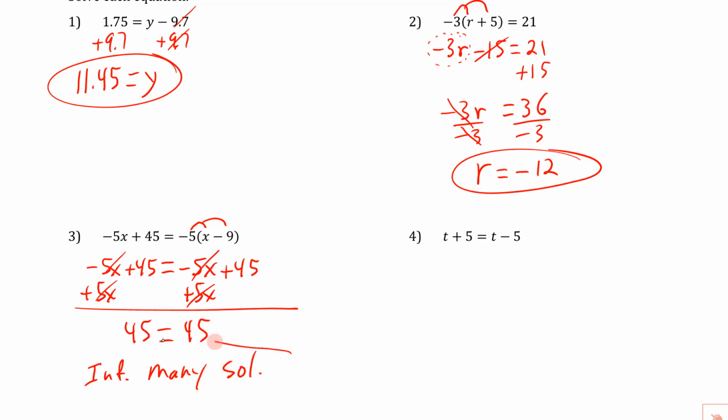And again, I don't mind if you abbreviate that, but you do need to say it correctly every time. So that one has infinitely many solutions. Tons and tons of answers. Any number you can think of would work there. Let's take a look at this one right here.